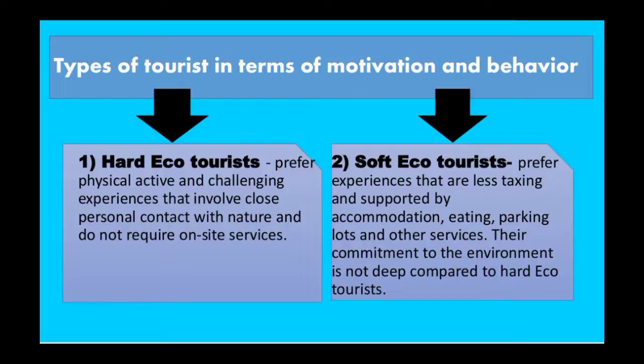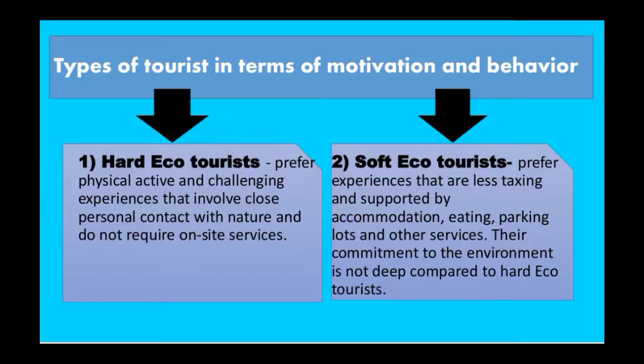These are the types of tourists in terms of motivation and behavior. First, we have the hard ecotourists. They prefer physically active and challenging experiences that involve close personal contact with nature and do not regard on-site services. So they are the tourists who bring a tent and their own food in nature, with a proper and responsible way of disposing of waste. So they are called the hard ecotourists.